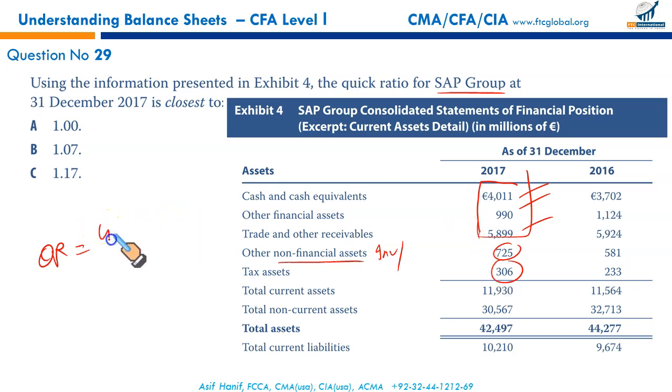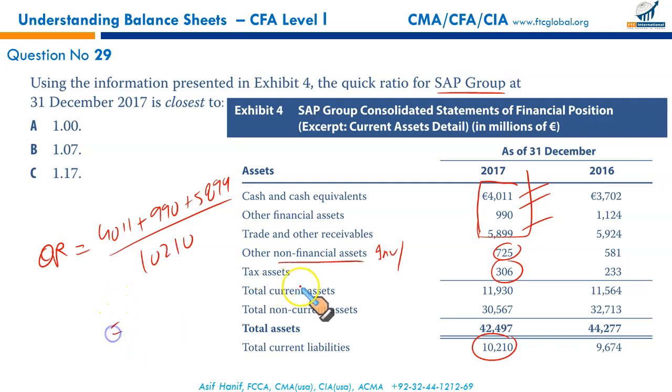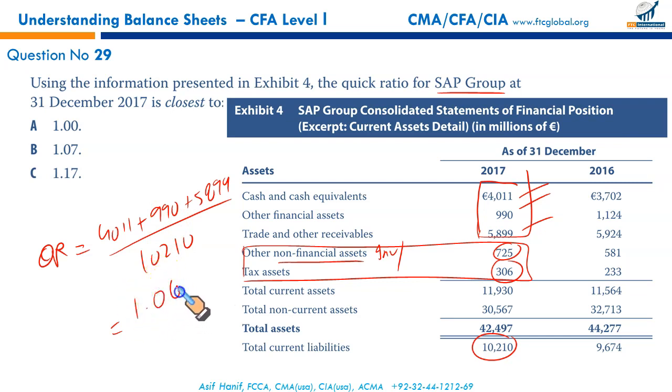So it's 4,011, 990 and 5,899, divided by the current liability, and current liability is given here as 10,210. So adding all these up in the numerator and dividing by 10,210, your quick assets have been considered excluding the others that are not likely to be converted into cash. Non-financial assets and tax assets have been removed, not likely to be converted into cash. So taking your quick assets and dividing by the current liability gives you 1.067, which is approximately 1.07.